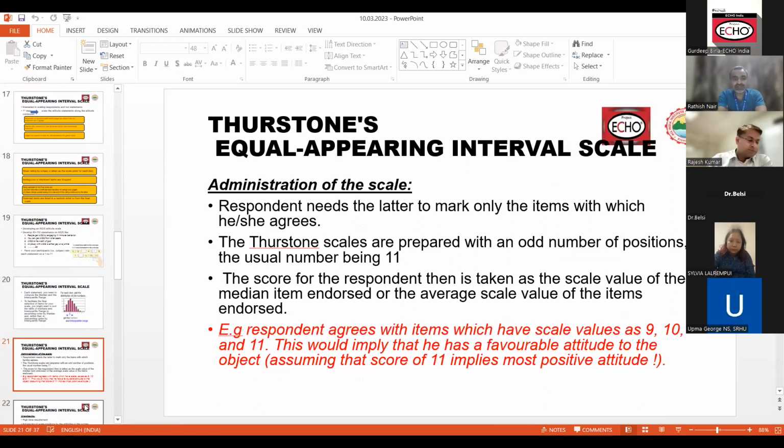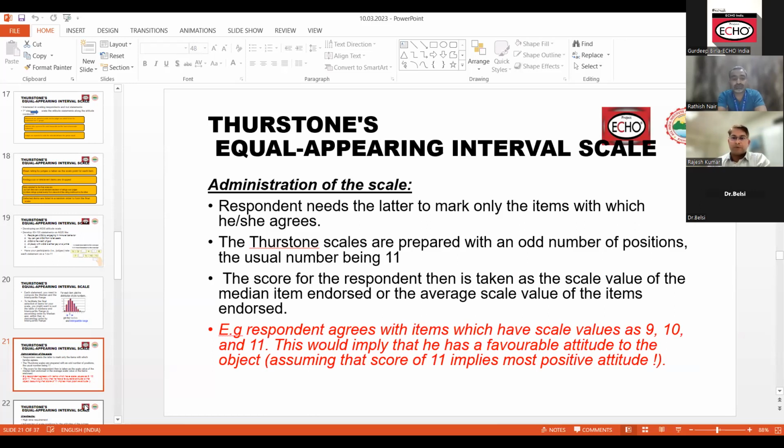For administration of a Thurstone equal appearing interval scale, respondents need to mark only the items with which he or she agrees, which means the respondent might even skip a few items. You already have 80 to 100 items, so it hardly matters if the respondent skips a few. Thurstone scales are prepared with an odd number of positions, the usual number being 11. The score of the respondent is taken as the scale value of the median item endorsed, or the average scale value of the items endorsed.